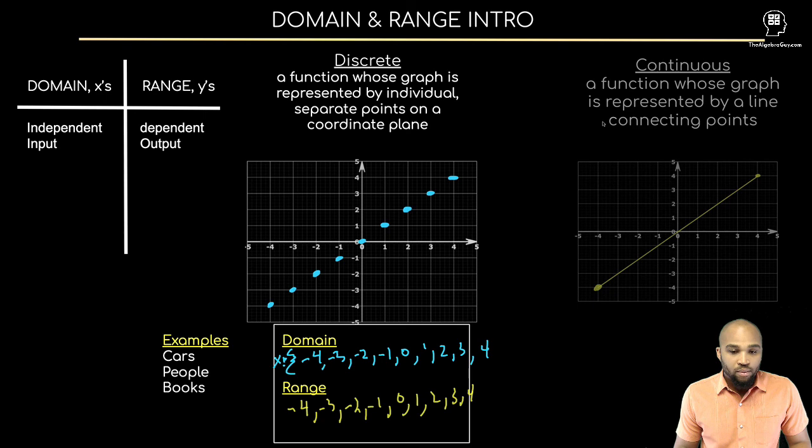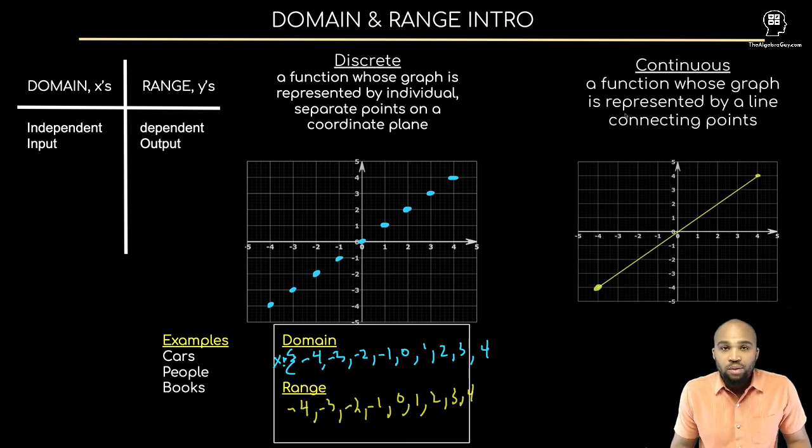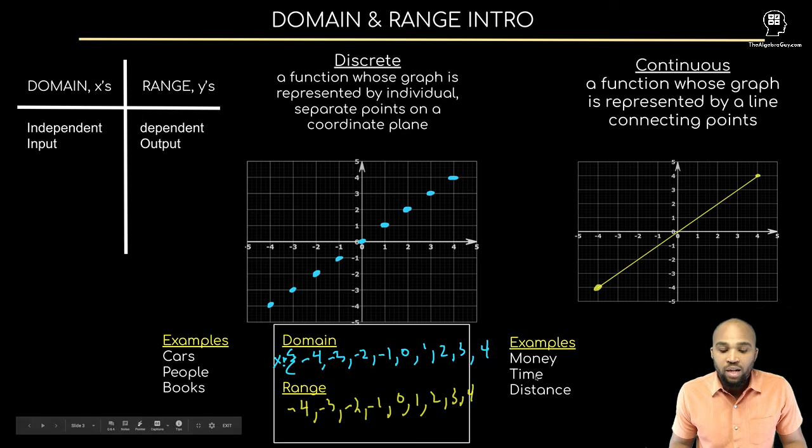All right, so that's what it would look like for domain and range of this discrete graph. What about continuous? Well, continuous is just as it sounds, right? It's continuous. It doesn't stop. There's all the items. So see the difference between those. A function whose graph is represented by a line connecting points. So that's continuous. Examples are included with money, time, and distance.